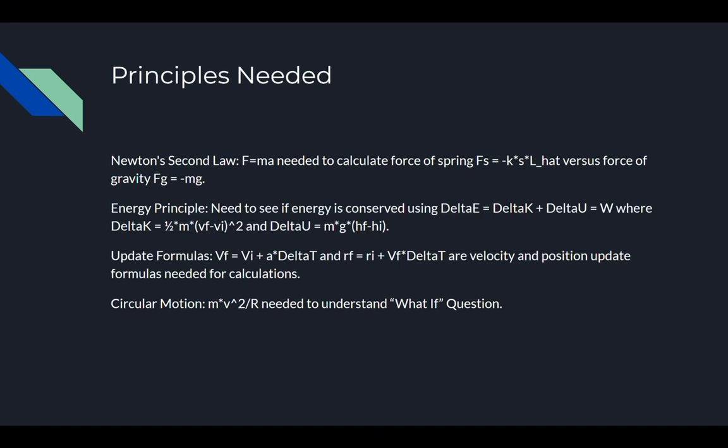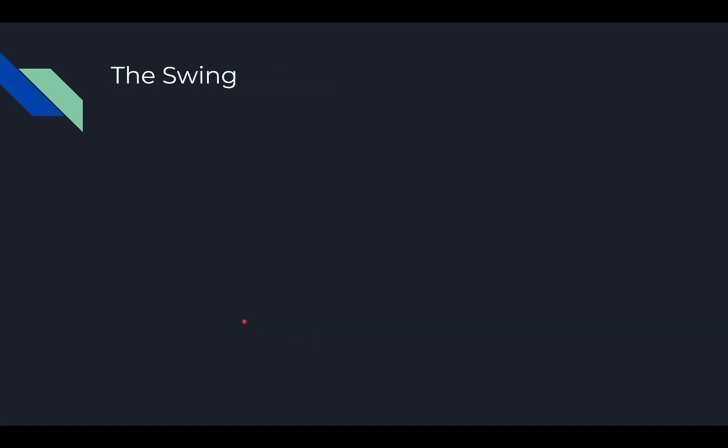We also need the energy principle, which is delta E equals delta K plus delta U, which is also equal to work, where delta K is equal to 1/2 m delta v squared, and delta U is mg delta h. We also need the velocity update formula and the position update formula, which are here. And we also need circular motion to understand the what-if question, which is mv squared over r.